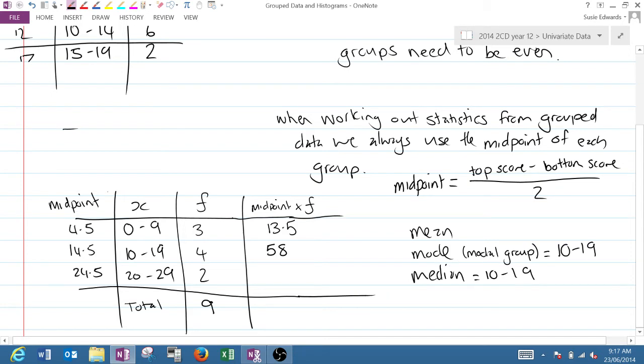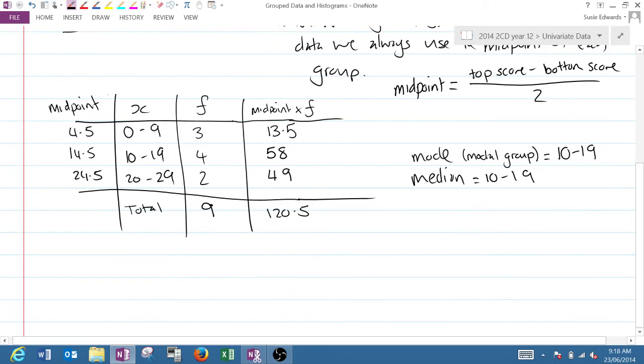And 2 times 24.5, 49, okay? Could you add those numbers together for me, please? So, because we can't use 0 to 9, instead we're going to find the midpoint in between them, 120.5. And to find the mean, let's put it down here. To find the mean, we then go 120.5 divided by 9.